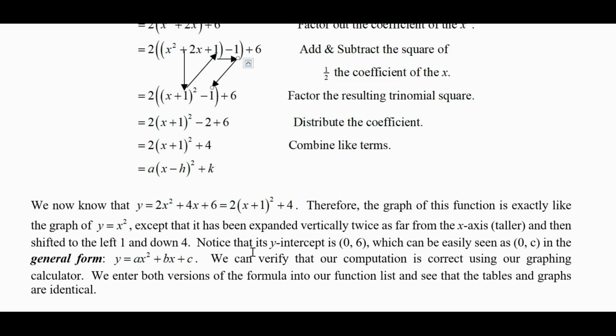So the graph is exactly like the graph of y equals x squared, except that it's expanded vertically to twice as far from the x-axis. That's the 2 here. So it's taller. And then it's shifted to the left one and up 4, not down 4, up 4. The y-intercept is (0, 6), which you can see from this form. The vertex is (negative 1, 4).